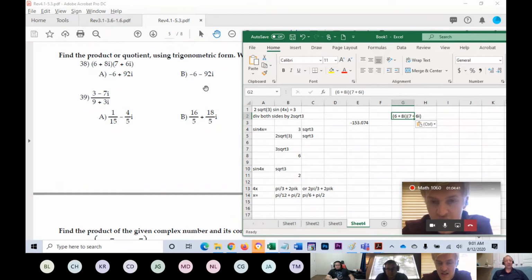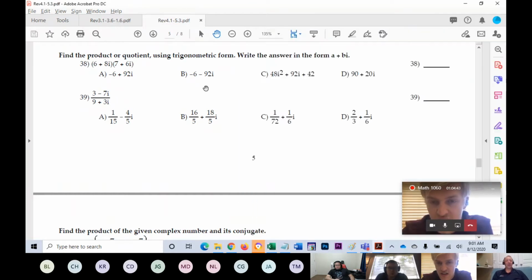I don't know. The only reason you'd have that problem is just to show that you could do it, because it doesn't make any sense to change that to trigonometric form and then change it back. That's fine. Okay. Other than to show how smart you are.